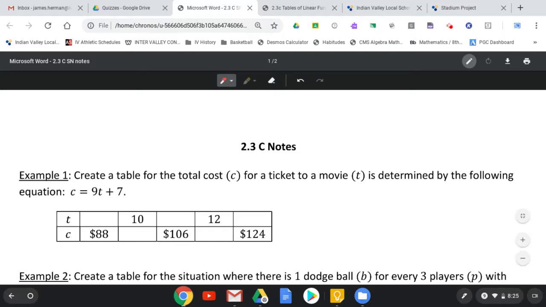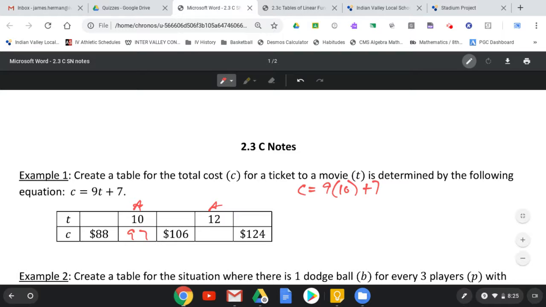I have part of it. I have the equation. So since I have the equation, how about I start right here at 10, and I just plug that in. C = 9 times 10 + 7. Well, 9 times 10 plus 7 is 97. Then I can turn around and do the same thing for 12. 9 times 12.